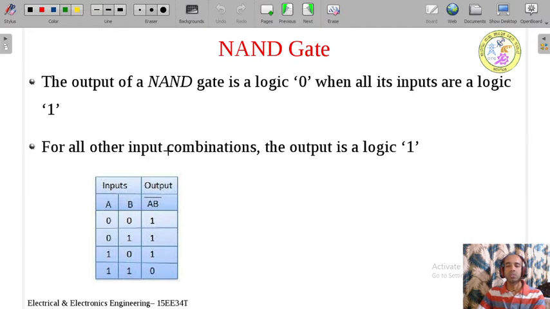Now we shall see the truth table of the NAND gate. The output of the NAND gate is logic 0 when all of its inputs are logic 1. For all other input combinations, the output is logic 1. So the output of the NAND gate is exactly opposite to our AND gate.